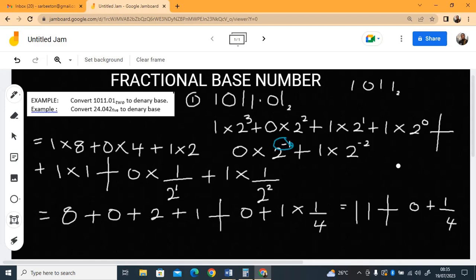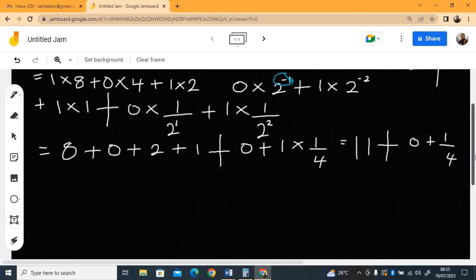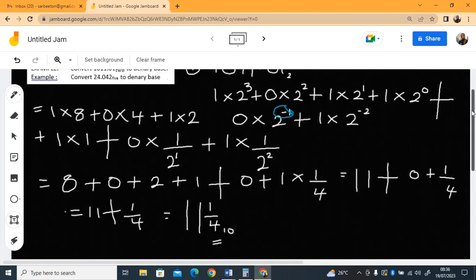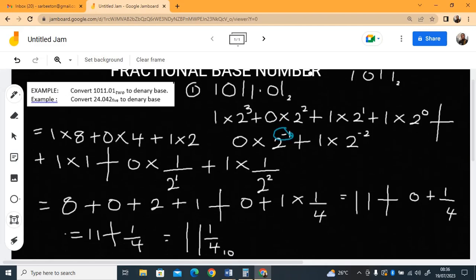So let me scroll down a little bit. The next thing we're going to do is that it is now equal to 11, big plus, 0 plus 1 over 4, which will give us 1 over 4. So when you have 11 plus 1 over 4, just take it as good. This is a whole number, 11, and 1 over 4, base 10, denary. This is your final answer. This is clear, right? If it's not clear, we can pause the video or play the video again so you understand better. Now next one, let's check the next one.